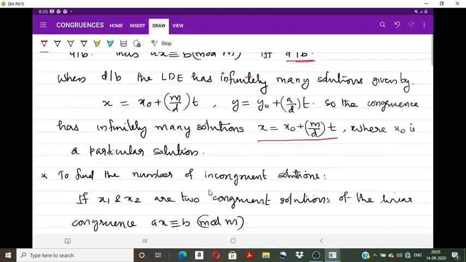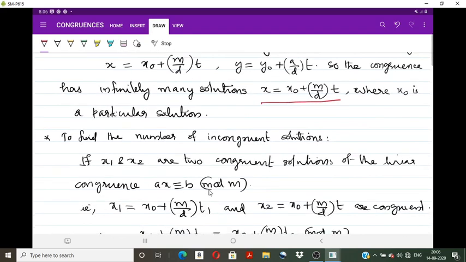Suppose x1 and x2 are two congruent solutions of the linear congruence Ax congruent to B modulo M. Since x1 and x2 are two solutions, they must be of the form x naught plus m by d into t for some values t1 and t2. So let x1 equal x naught plus m by d into t1 and x2 equal x naught plus m by d into t2. And suppose they are congruent solutions.